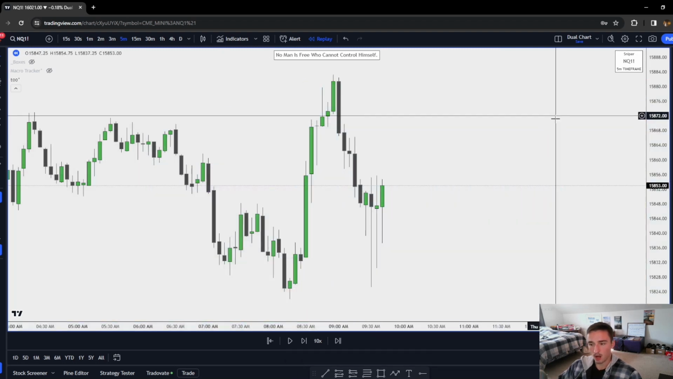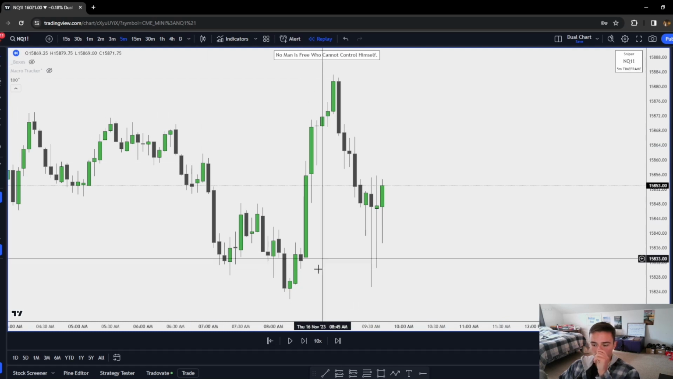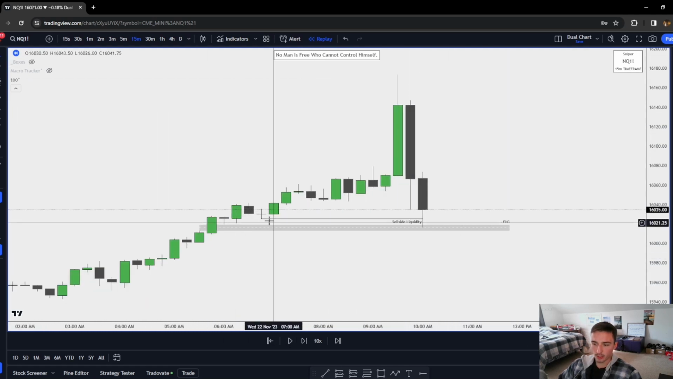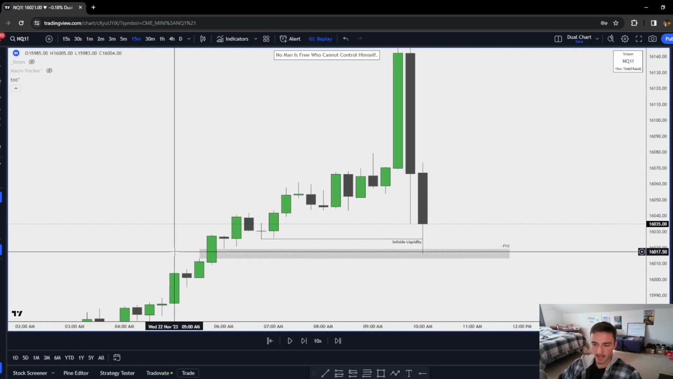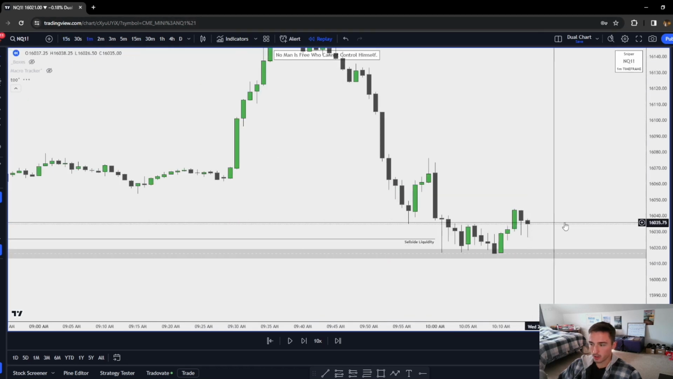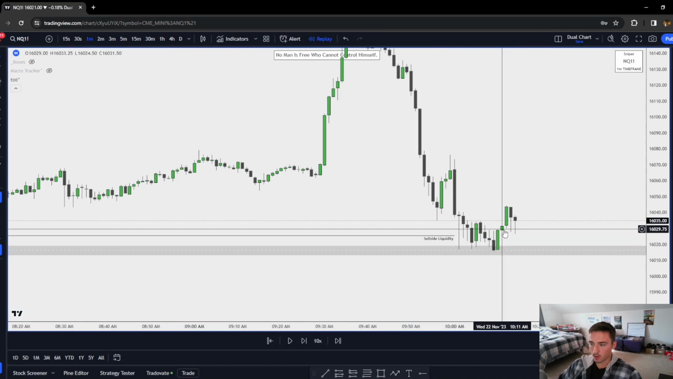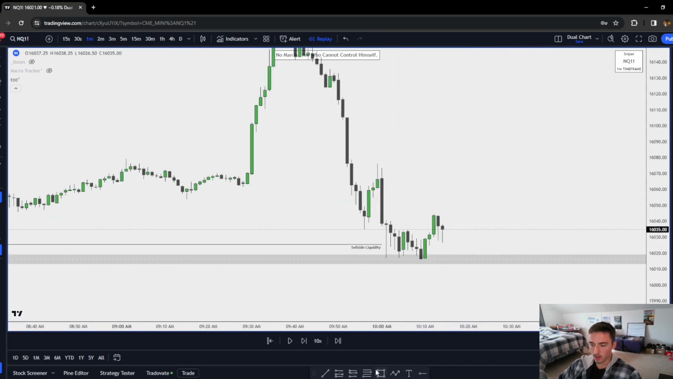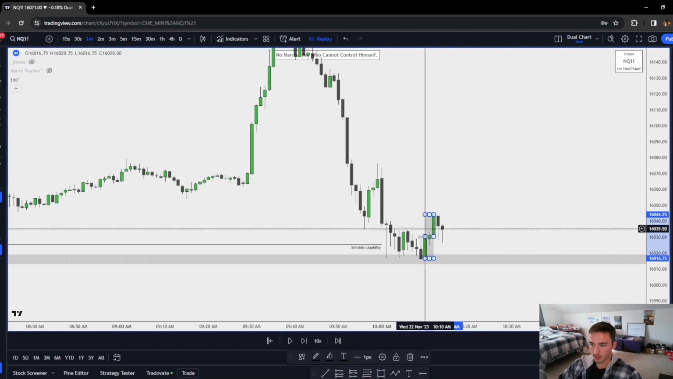So let's go to a power of 3 that I actually took a trade on this week. Right here on the 15-minute chart, you see we have sell side resting right here. We have a 15-minute fair value gap. And if we go down to a 1-minute chart, you can see what is happening right now. We are forming a power of 3. We are forming our accumulation phase right here.